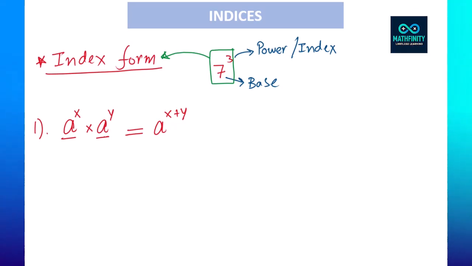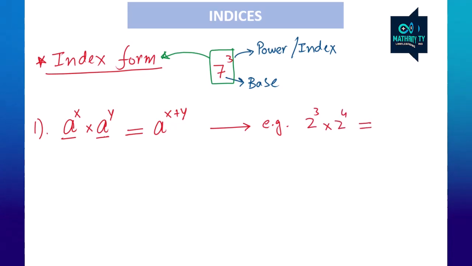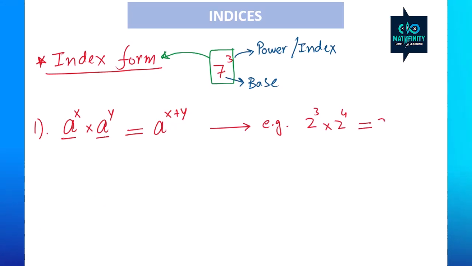You have to take care about this one. For example, 2 raised to power 3 times 2 raised to power 4. Bases are the same, and what operation is between them? Multiplication. So we add the powers, 3 plus 4, and we write 2 raised to power 7. This is the first rule. Everyone should know about this one.